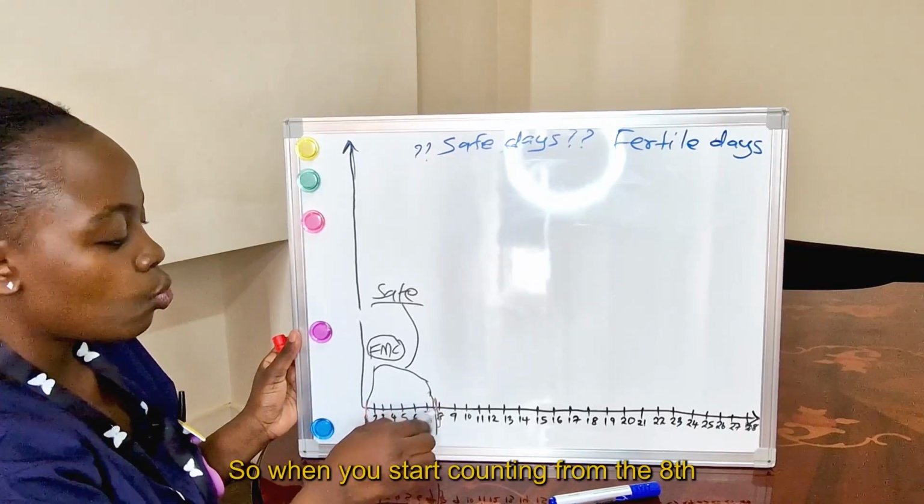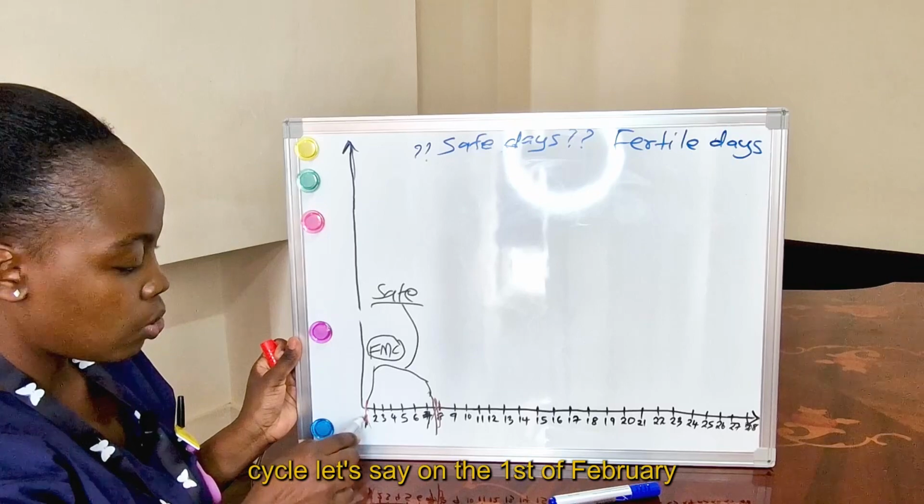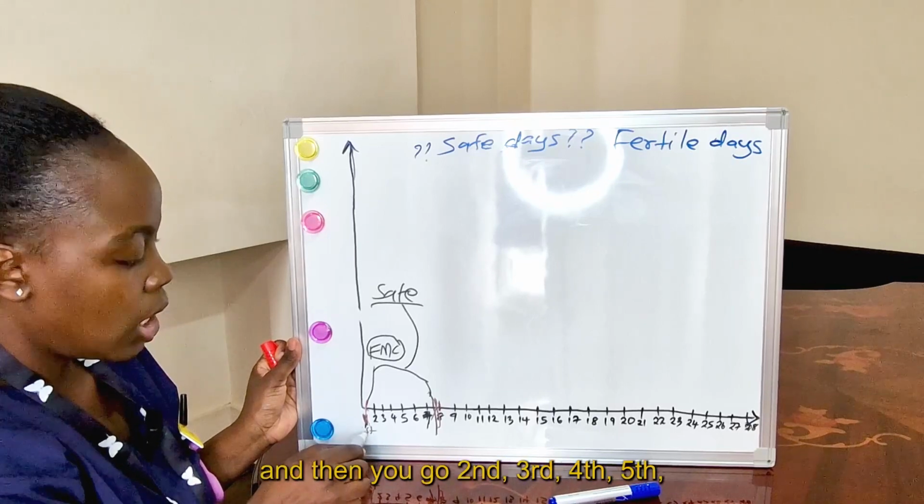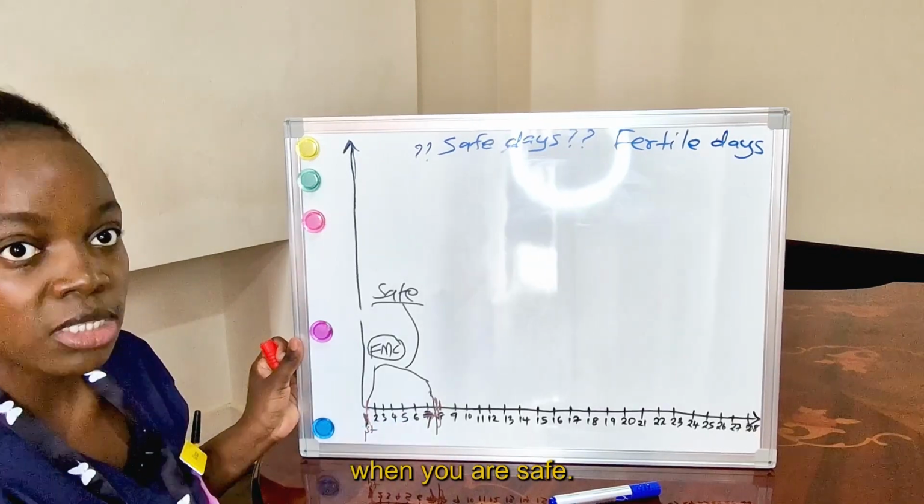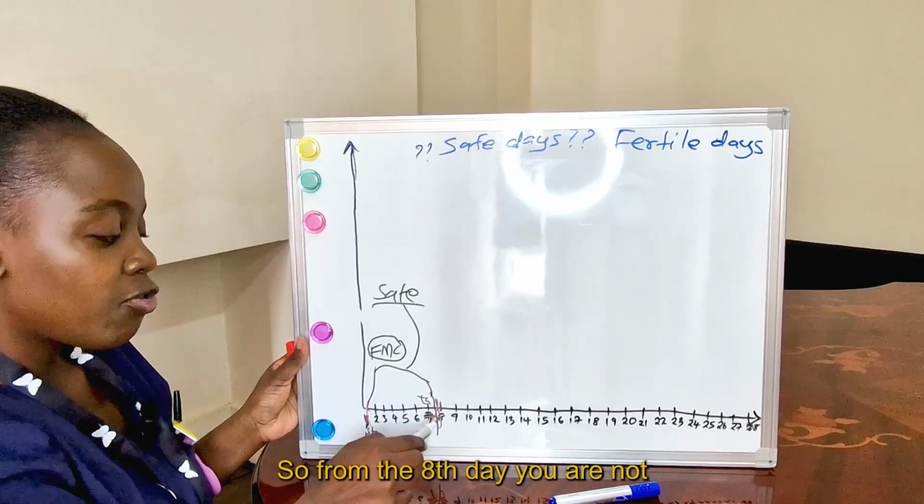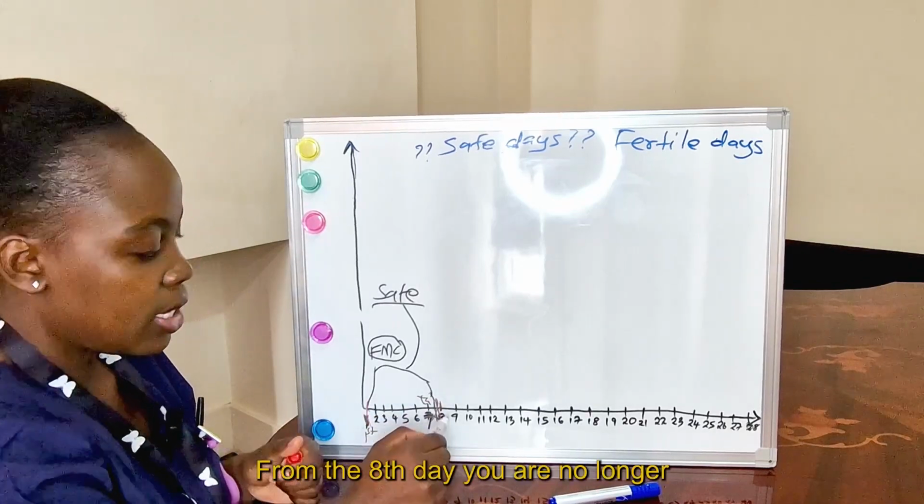So when you start counting from the 8th day of your cycle, if you started your cycle on the 1st of February, and then you go 2nd, 3rd, 4th, 5th, 6th, 7th, up to the 7th day is when you're safe. So from the 8th day, you are no longer safe.